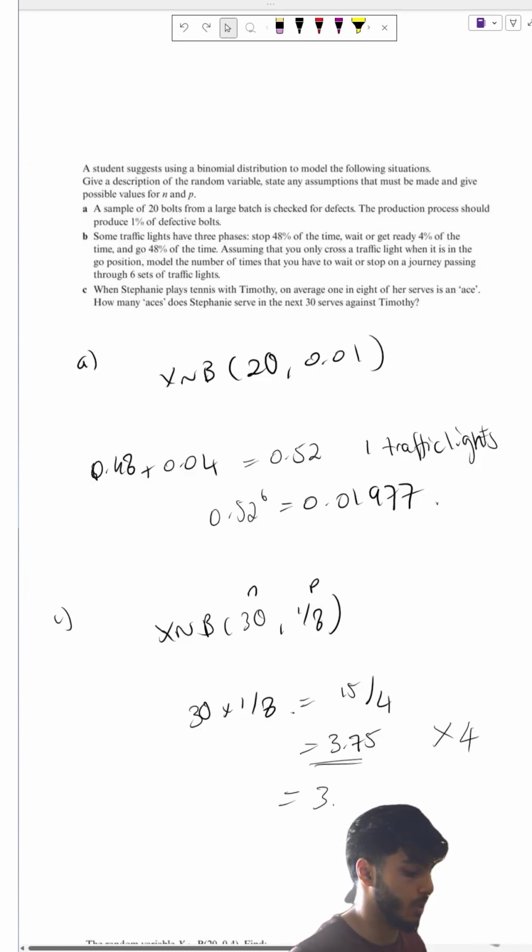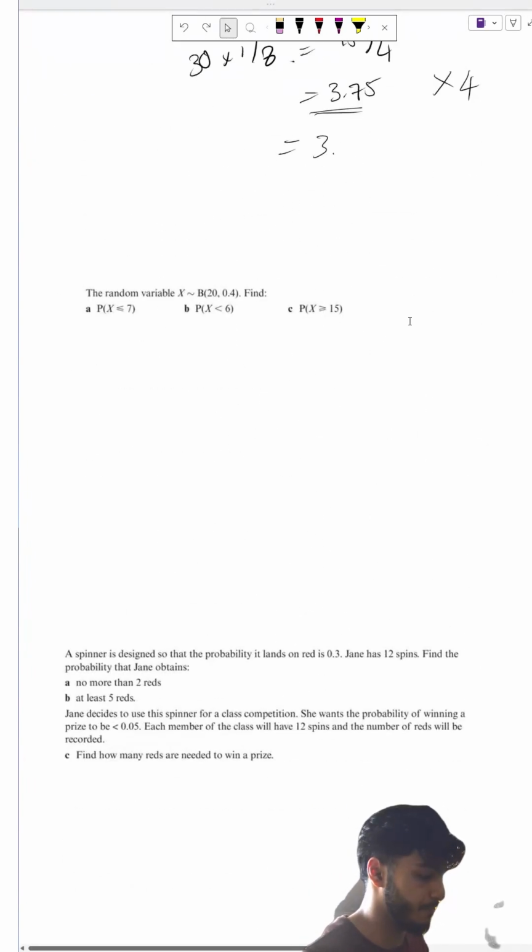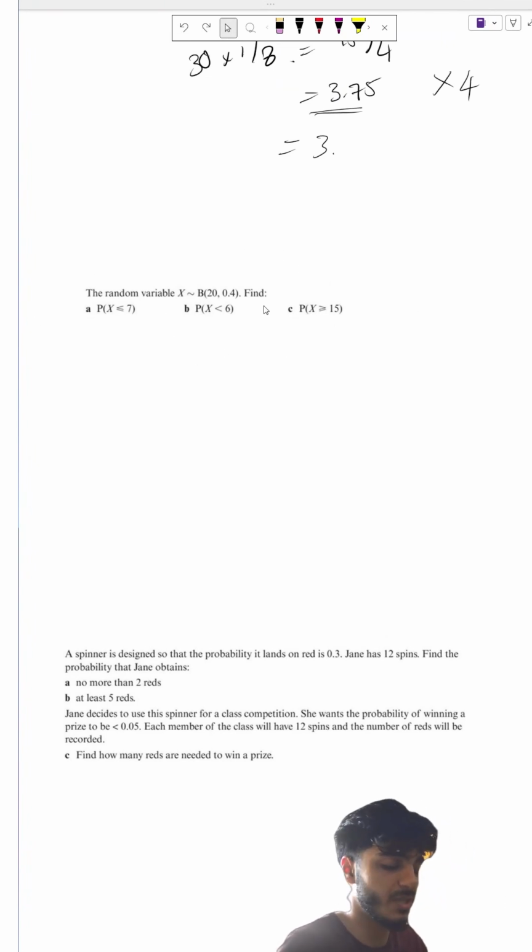Okay. Next question. So these type of questions, they're a bit different. Very similar, but slightly different. Probability A, probability B, I won't go through. C, I'm going to do.